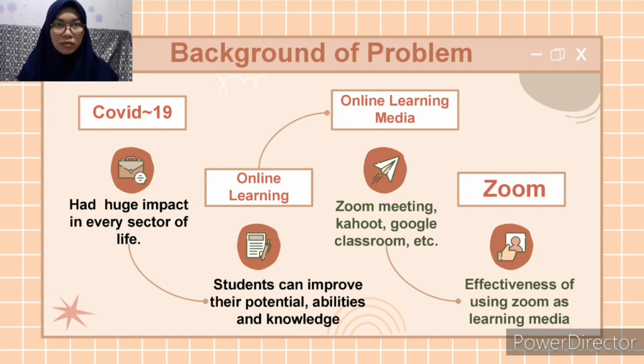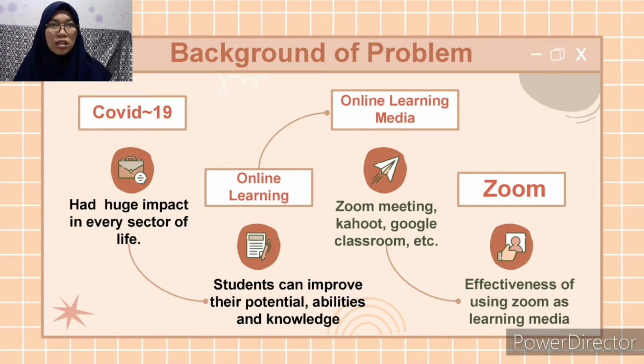Background of the problem. The main reason why we chose this topic is because we look at the current condition. As we know, nowadays we are still in the COVID-19 pandemic era. The COVID-19 pandemic had a huge impact in every sector of life, such as in the education sector. To prevent the spread of the COVID-19 virus in society, especially in learning activities, the government needs to take several policies. One of the policies taken by the government in the field of education is to change the offline teaching and learning activities to online teaching and learning activities, or we can call that learning at home.